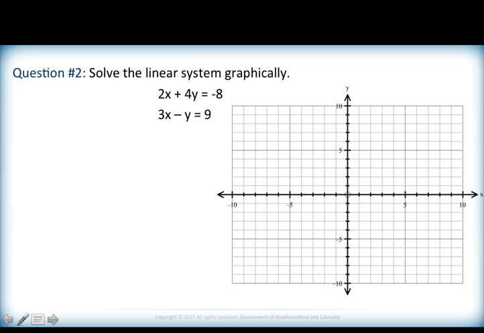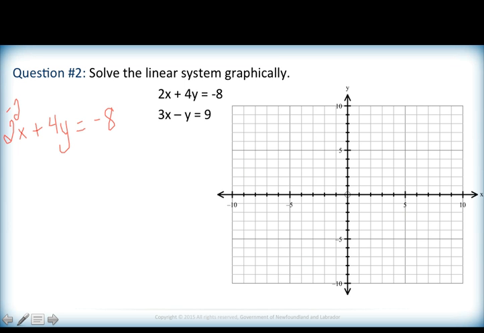Question 2. Solve the linear system graphically. We have 2x plus 4y equals negative 8, and 3x subtract y is equal to 9. So we're going to take both of these equations now, rewrite them both in slope-intercept form, and graph it from there.